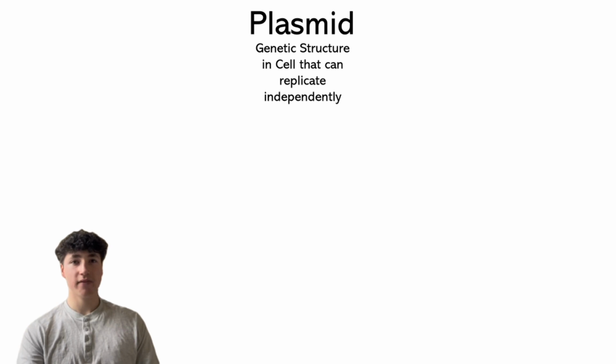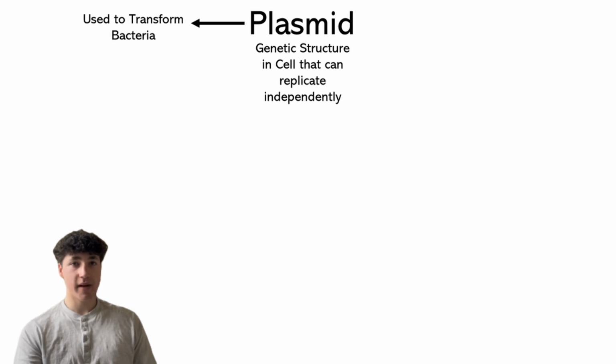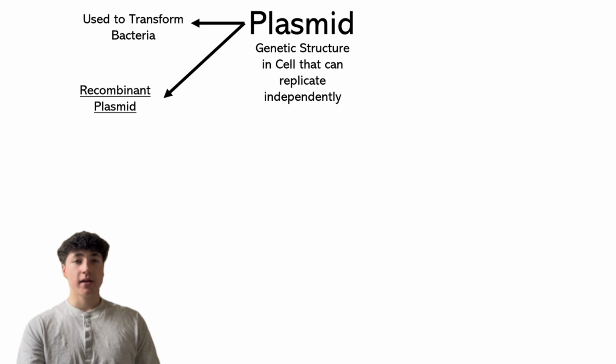Essentially, it is not part of the bacteria's chromosomes, but can be taken in by the bacteria. Scientists often will use this to transform bacteria. And so transformation is a process of bacteria accepting a plasmid. All right, so the steps of making a recombinant plasmid.